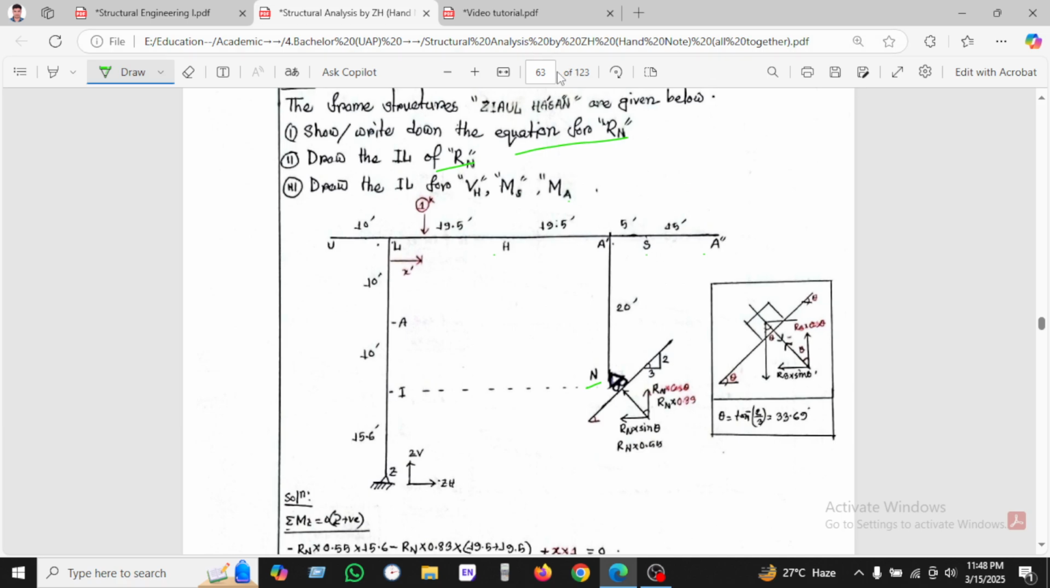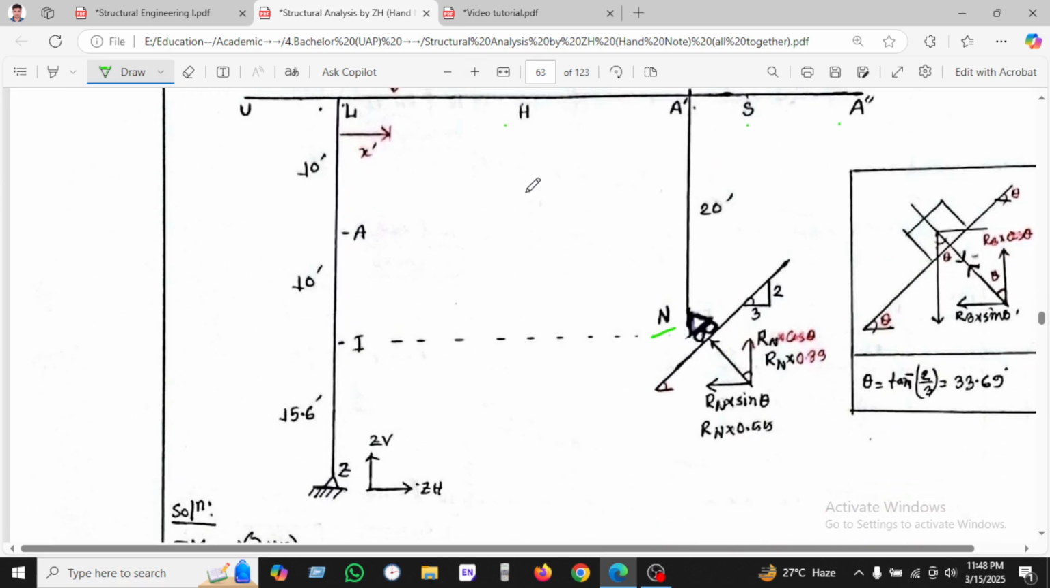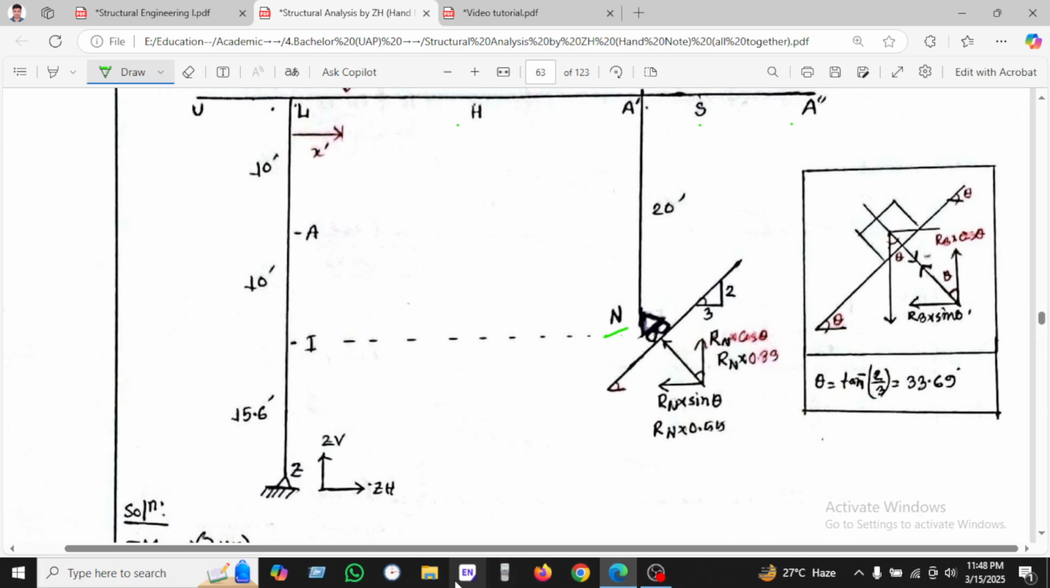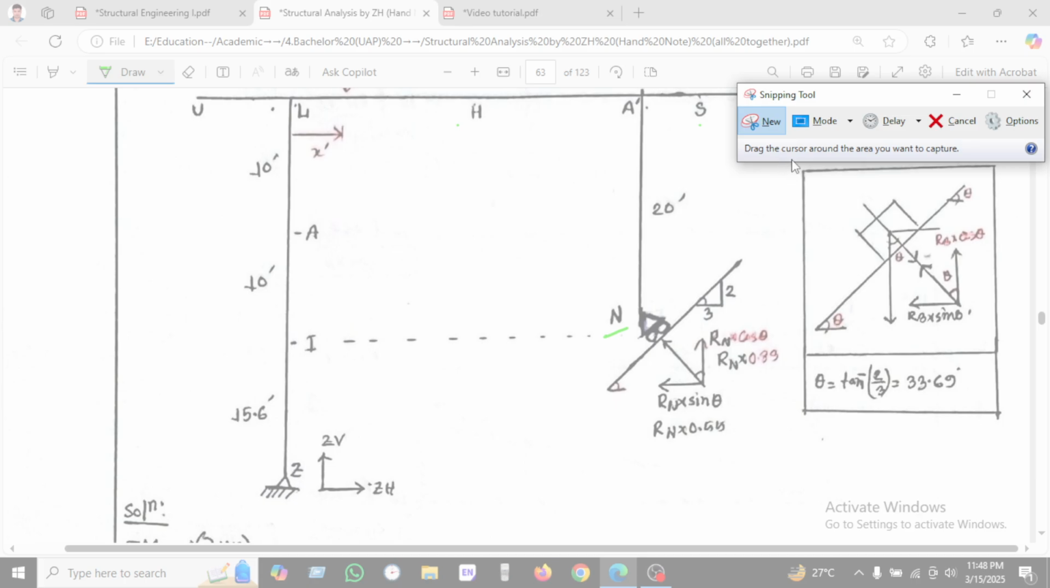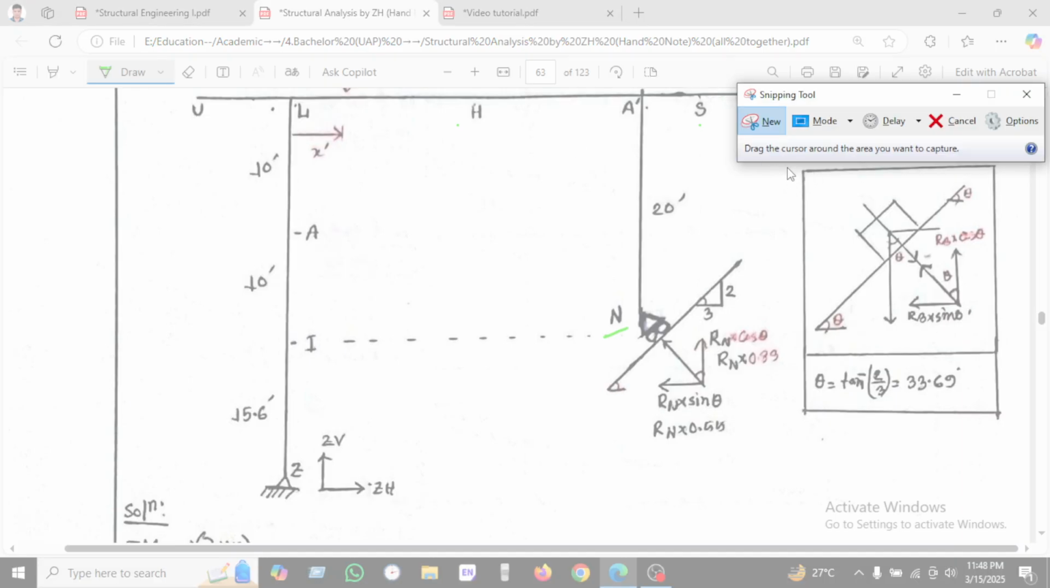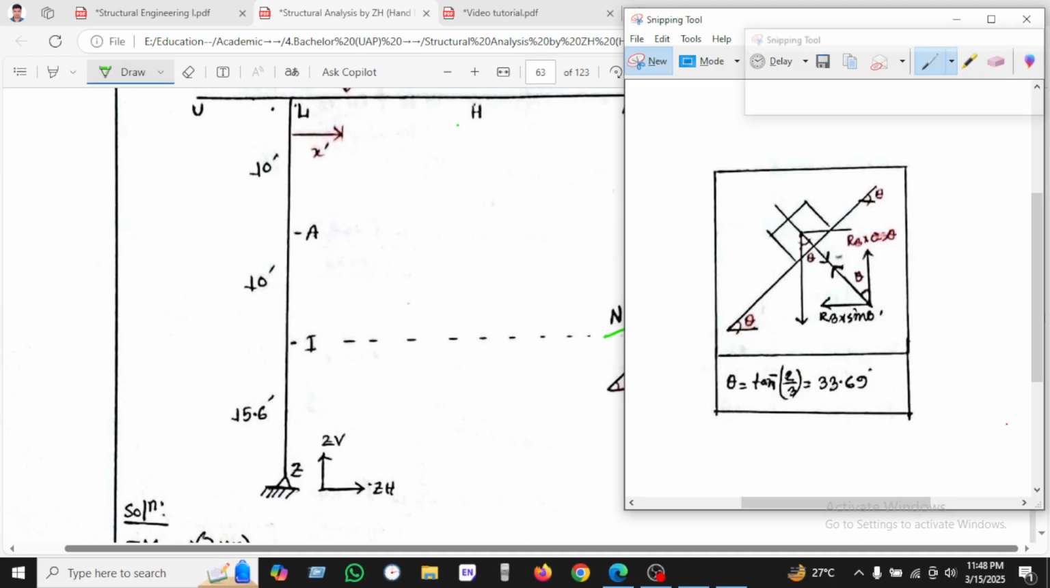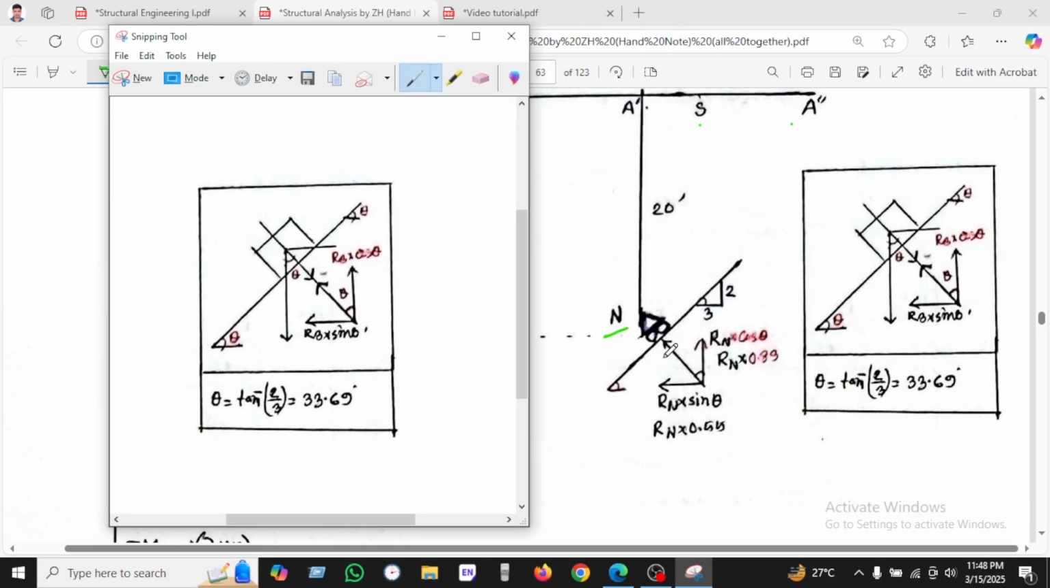Before I proceed, I want to show that this is the inclined slope. We have been seeing here the reaction is given inclined. I'm just cutting here this portion, as we have been seeing. This is the inclined line, so we know this is the incline.